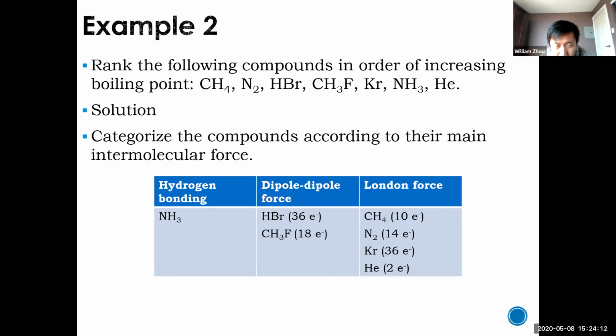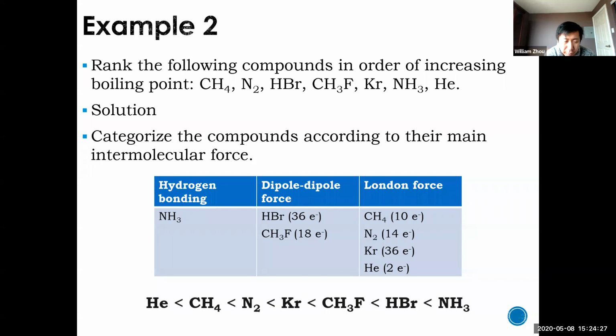Since there are multiple molecules in the same category, I need a tiebreaker, so the number of electrons is the tiebreaker. If you have more electrons, you have a higher boiling point within your group. So you start with the weakest, the ones that only have London force. Helium has 2 electrons. You're the first one. Then methane, only 10 electrons. Then nitrogen with 14, krypton with 36.